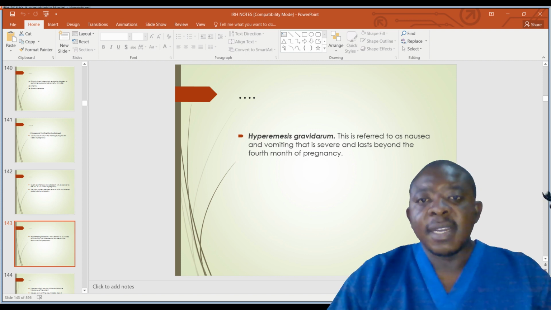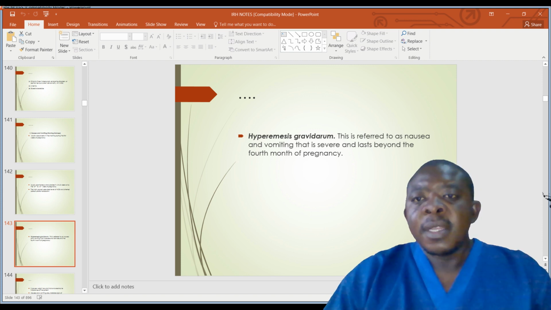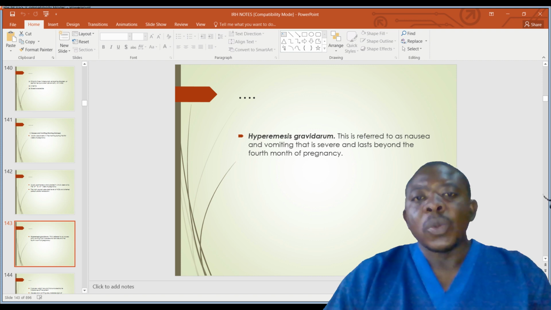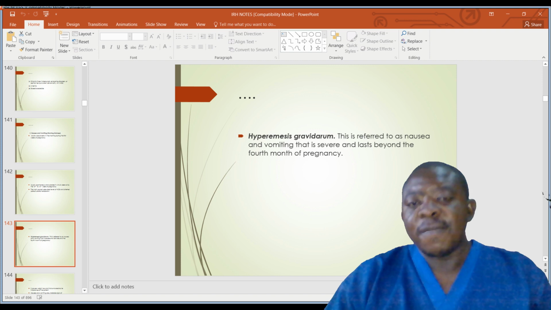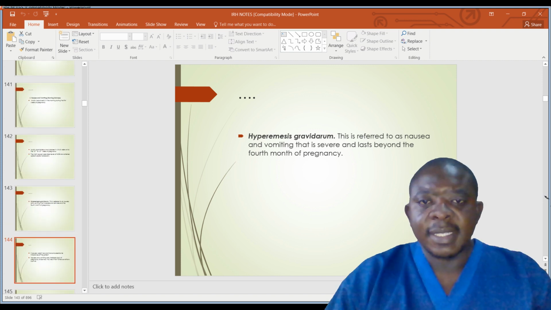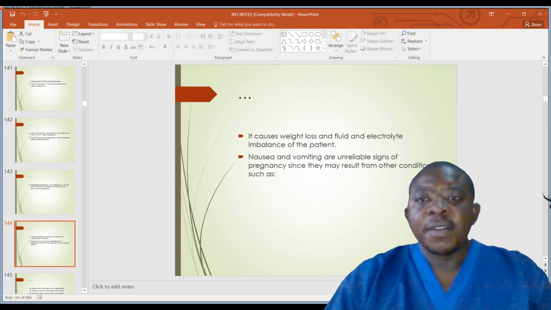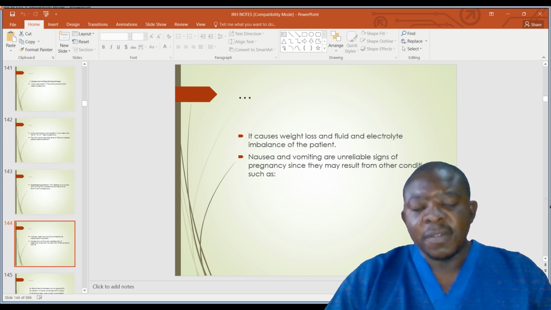Hyperemesis gravidarum. This is referred to as nausea and vomiting that is severe and lasts beyond the 4th month of pregnancy. So this is nausea and vomiting. Okay, severe nausea and vomiting that is seen after the 4th month of pregnancy and the likes. It causes weight loss and fluid and electrolyte imbalance of the patient.